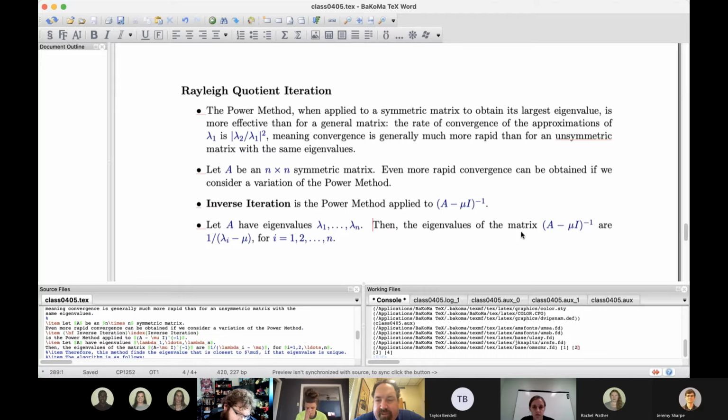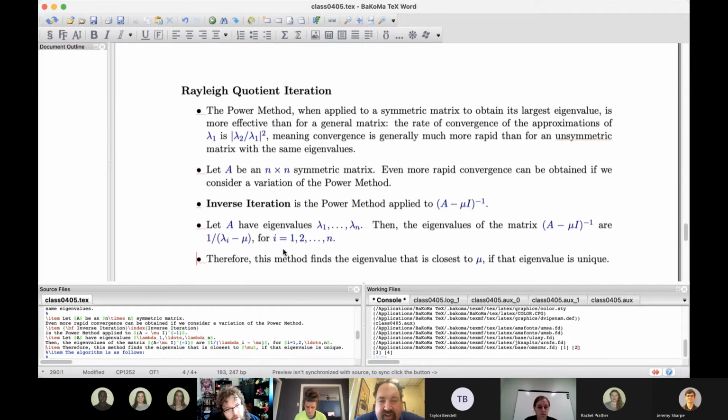If we apply the power method to this matrix, we're going to find the largest of these. That means the denominator has to be as small as possible, so lambda i has to be close to mu. That's the eigenvalue that inverse iteration will find, assuming it's unique. If you have two eigenvalues that are exactly equidistant from mu, then inverse iteration will fail, for the same reason that the power method would fail if you have largest eigenvalues of equal magnitude.